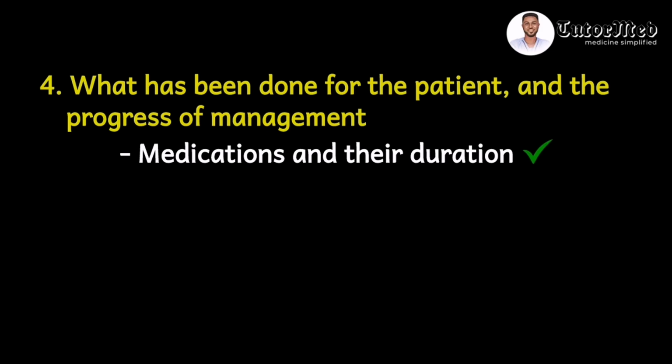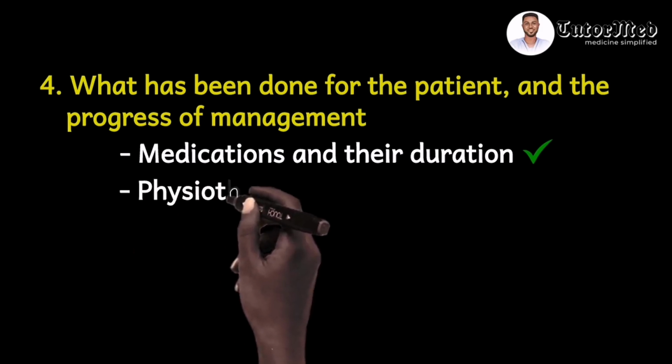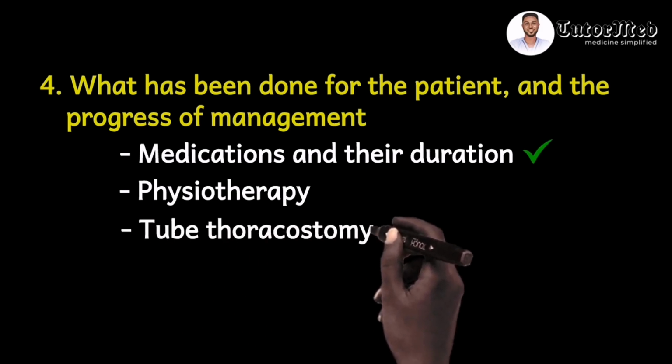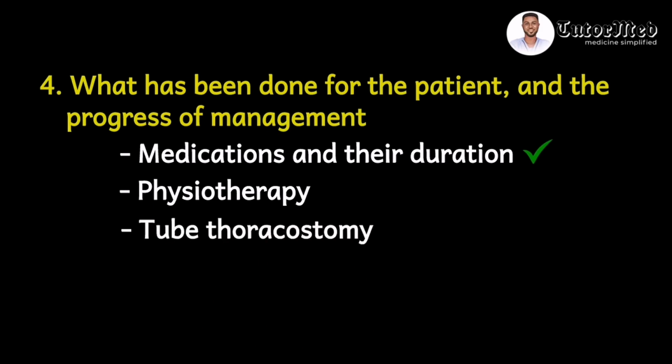Then other non-pharmacological interventions should be mentioned if any has been instituted for the patient, like physiotherapy, especially for stroke patients, when it was started, and then the number of sessions the patient has had. Then tube thoracostomy, you want to mention that, and mention things like how many days we have been dressing the wound, the amount and nature of fluid that is drained, and whether the tube is functional or not. All these have to be mentioned.